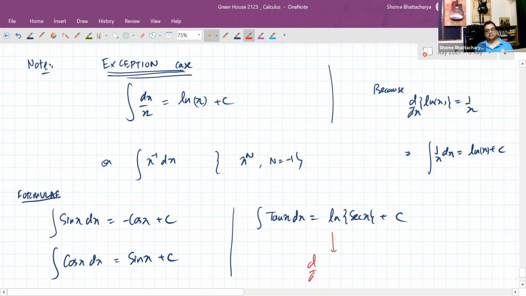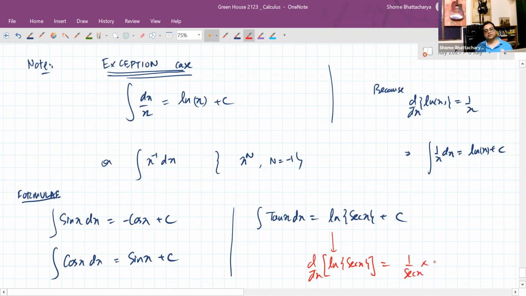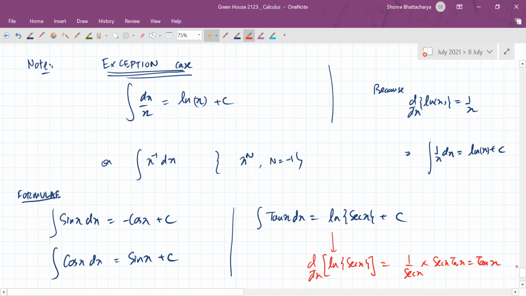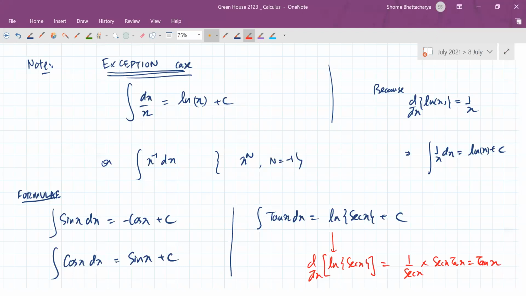If you differentiate natural log of sec x by using the chain rule, you will see differentiation of log is 1 by sec into differentiation of sec, so you get tan x. So just note down these additional formulae and we'll discuss more.